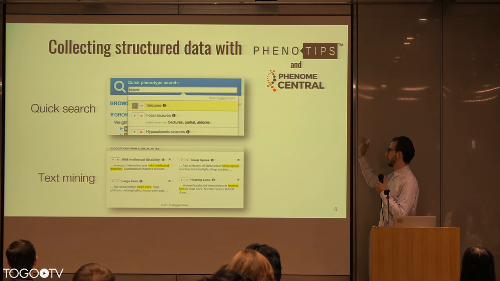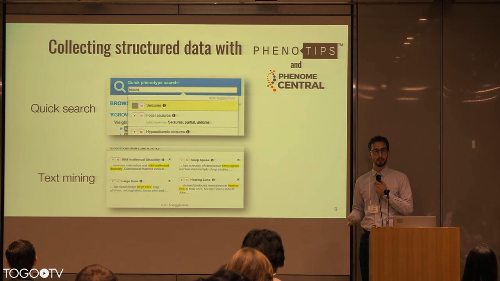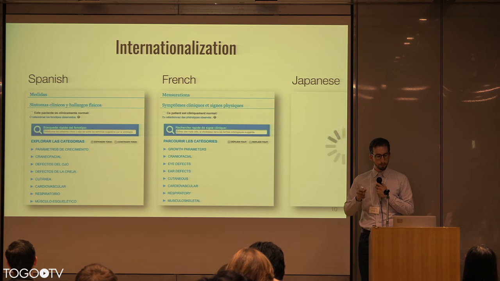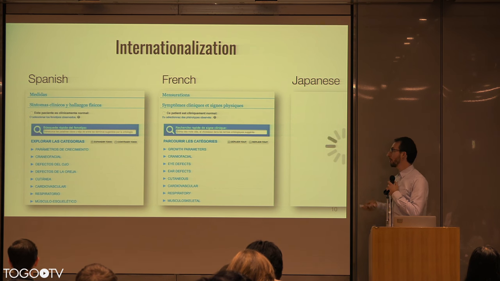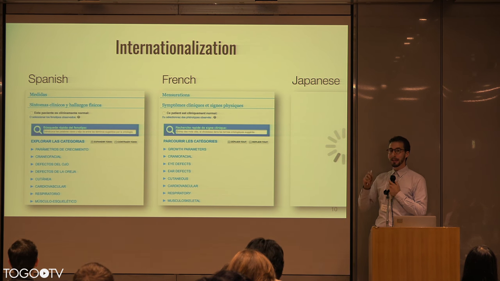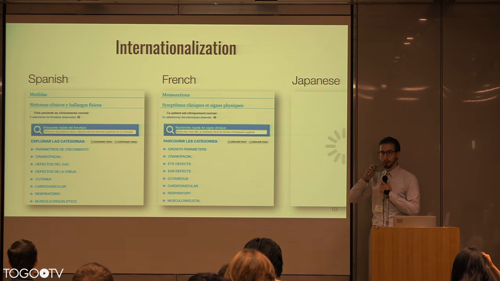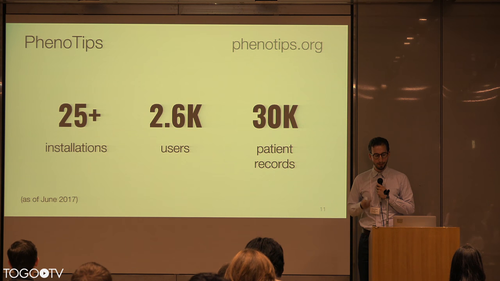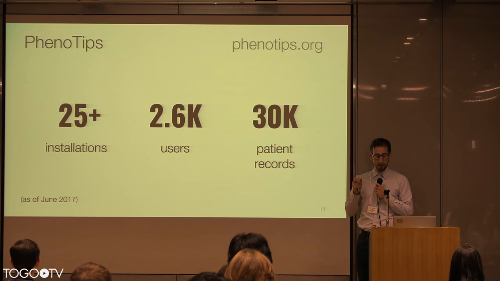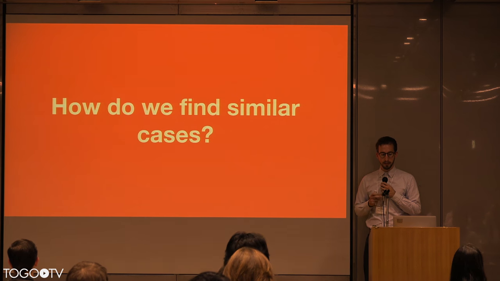So it has quick search, which is error tolerant and things like that. And it has text mining based on free text fields, so clinic notes and indication for referral, things like that. We suggest HPO terms based on those. It also is being internationalized, so the HPO and PhenoTips are translated into Spanish. PhenoTips is translated into French, but the HPO isn't complete, and both of those are in progress in Japanese right now. So PhenoTips is installed at about 25 different sites, with about 2,600 different users and about 30,000 patient records that we're aware of. It's an open source tool, so anyone could set these up.